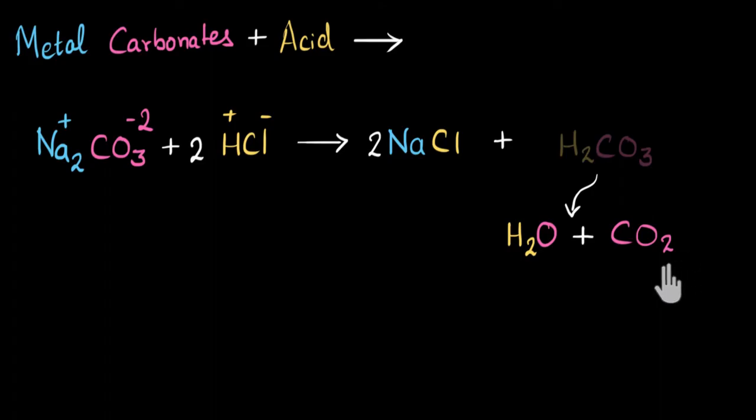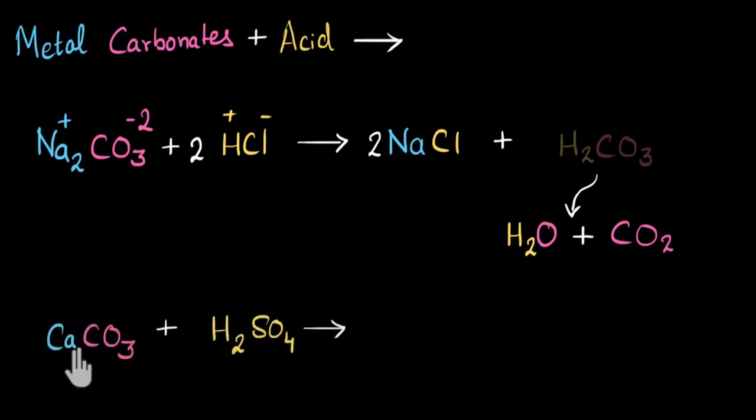Okay. Now before we confirm this, let's look at one more example. So this time I'm taking calcium carbonate. Calcium is a metal and I'm taking its carbonate. And I'm reacting this with another acid, sulfuric acid, H2SO4. And this is also going to be a double displacement reaction. The ions are going to exchange position. So this time calcium will get attracted to sulfate ion and form calcium sulfate, CaSO4. And hydrogen will get attracted to carbonate and form H2CO3.